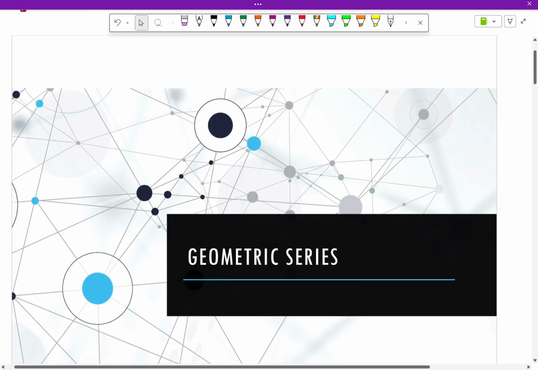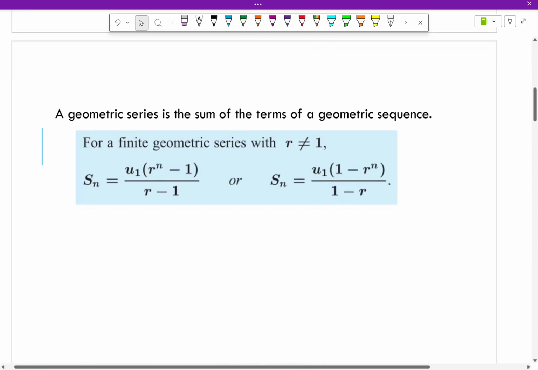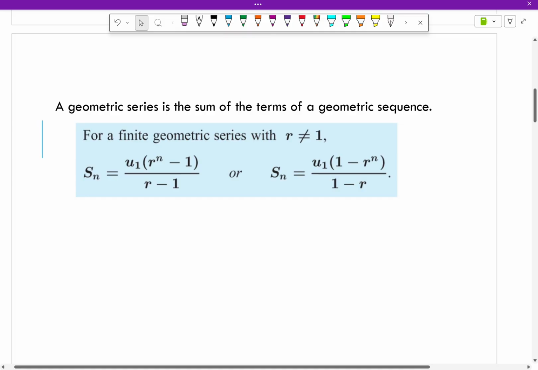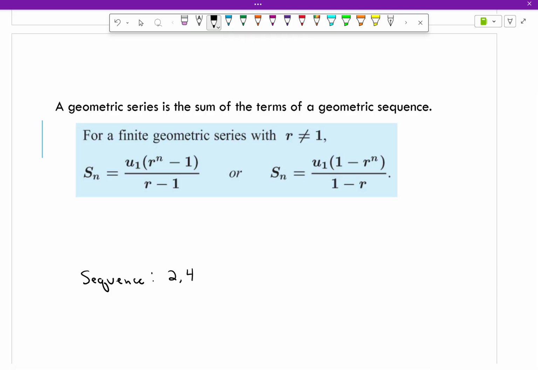All right, so we're going to be looking at geometric series. A geometric series is when we sum up all the numbers of a sequence. As an example, a geometric sequence could be 2, 4, 8, comma, dot, dot, dot. It goes on forever with a multiplication pattern of 2.